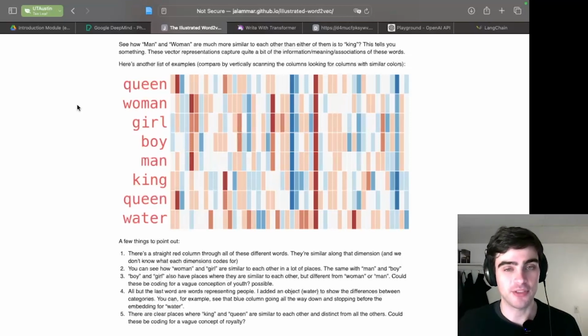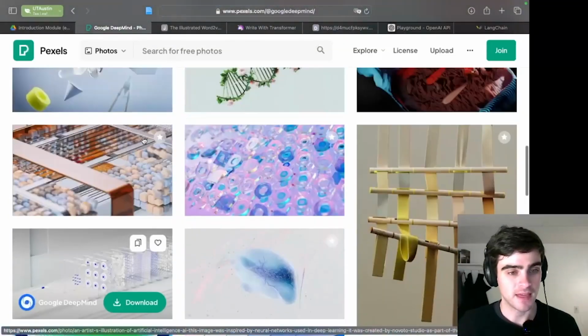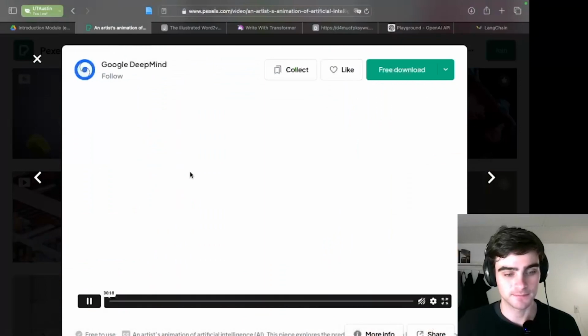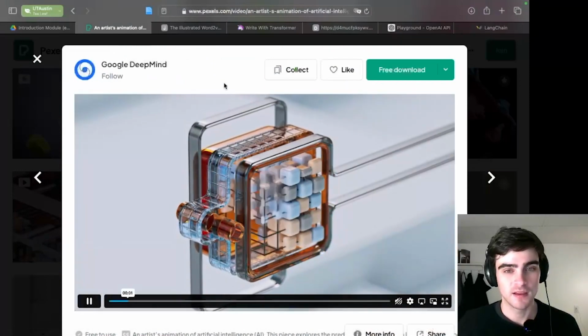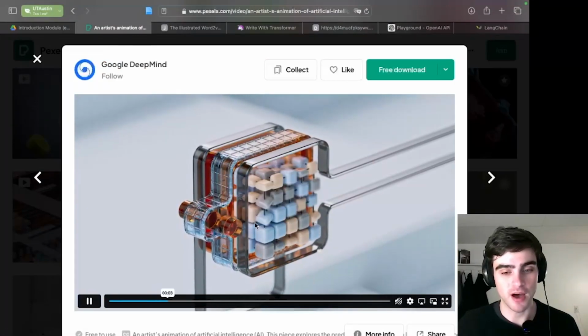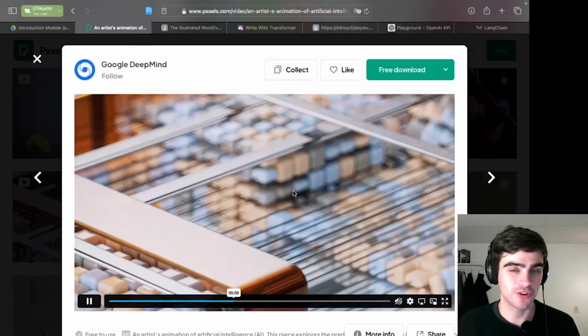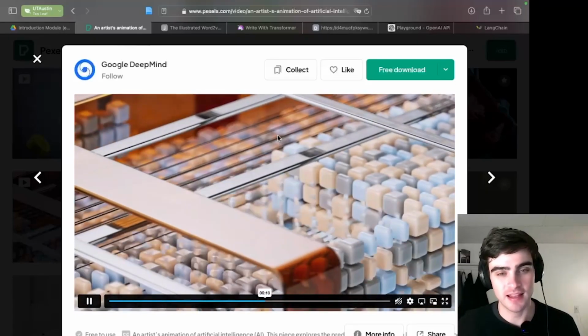So ChatGPT thinks in words, and when you talk to ChatGPT, if you say words like queen, woman, girl, boy, man, this is kind of what it's thinking of. So if we go back to that animation I like so much, we can see that each of these little rows of blocks might actually be a word in ChatGPT's mind. It converts words into numbers. And so its process is opaque.